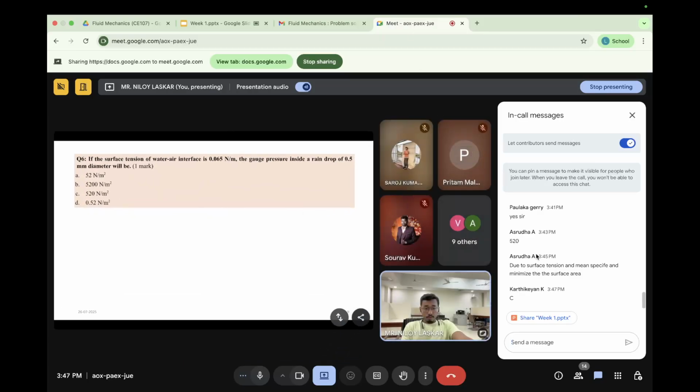Yes, Shruta has answered this correctly. Good. Please try now to solve this question 6 already. Two students have answered.